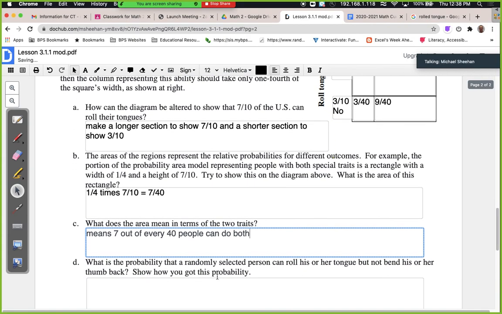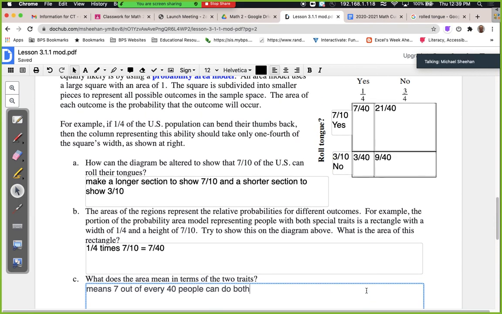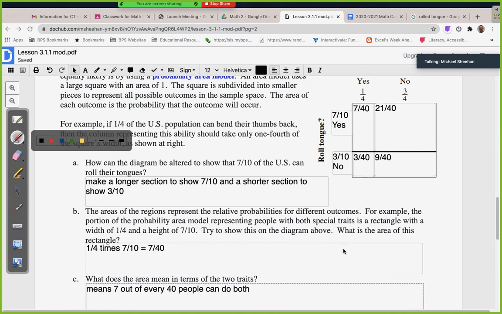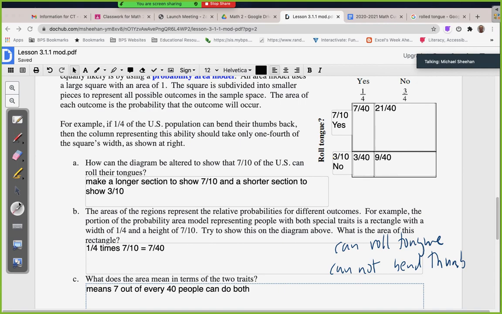All right. What's the probability that a randomly selected person can roll his or her tongue but cannot bend his or her thumb? Let's just make sure we're reading this correctly. Who can tell me: can roll tongue, cannot bend thumb. Which one of these four fractions represents that?